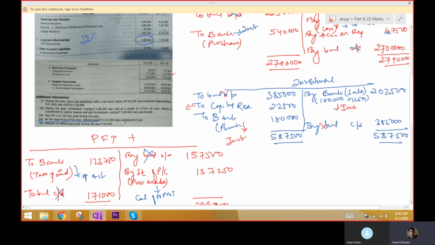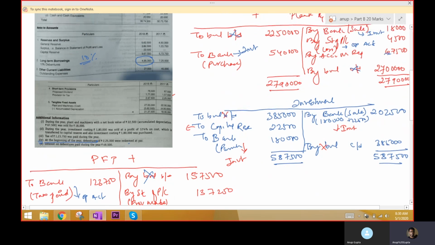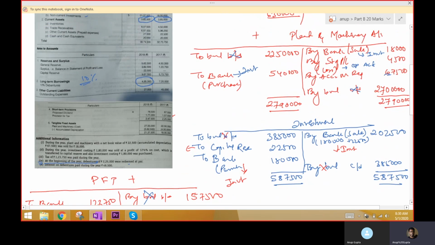Clear? Understood? Very good. So let us now solve the cash flow statement, and we will start the cash flow statement after this video. Okay, this was just the first step of the question, which is very long in making you understand. Once you understand this, it will not take more than 2 to 2.5 minutes. Okay, fine. See you in the next video.